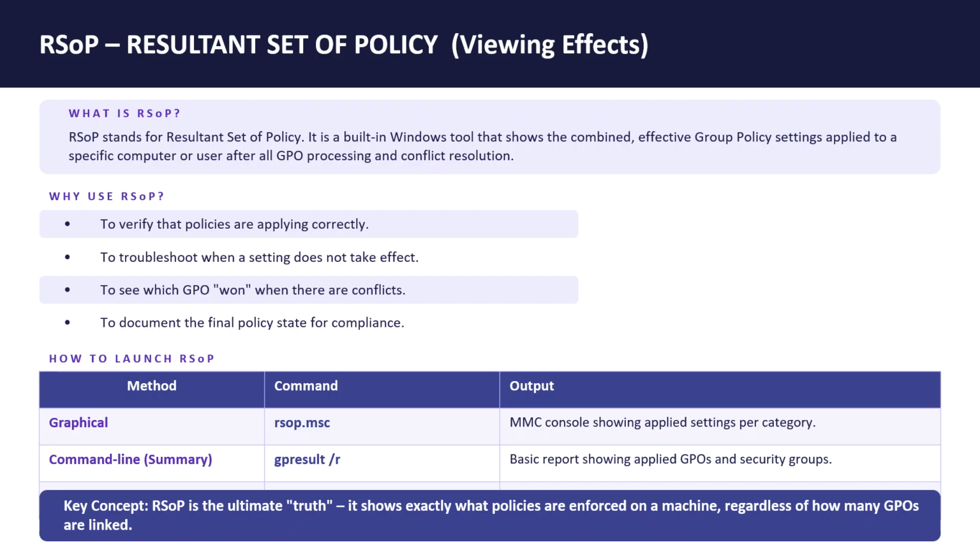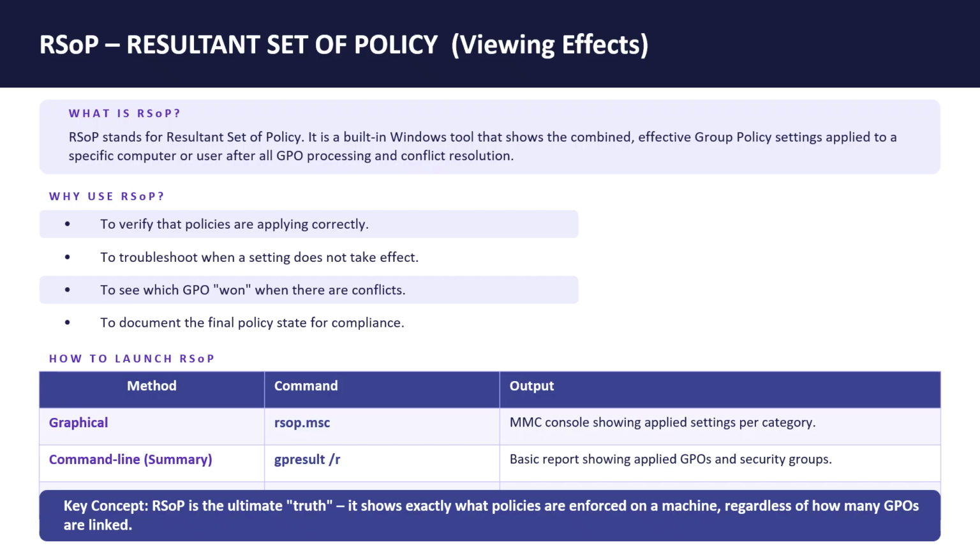There are three main ways to launch RSOP. The graphical method is to run rsop.msc, which opens an MMC console displaying applied settings by category. For a summary report, you can use gpresult /r in the command line, which shows all applied GPOs and security groups. For a detailed report, gpresult /h report.html generates a comprehensive HTML document with all applied and denied settings. RSOP is the ultimate truth teller. It shows exactly what policies are enforced on a machine, regardless of how many GPOs are linked or where they are linked.